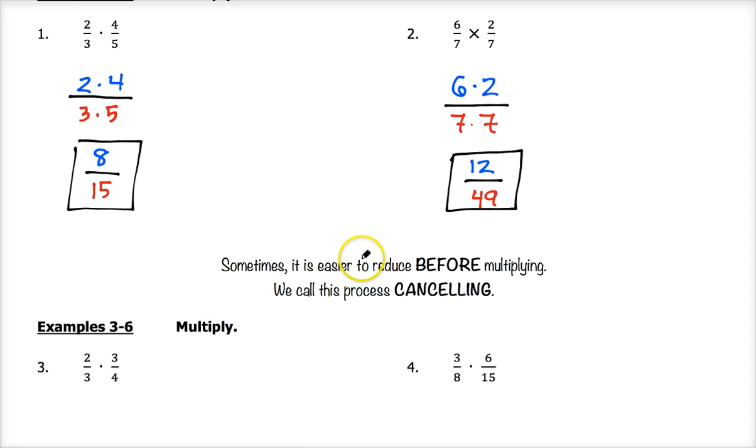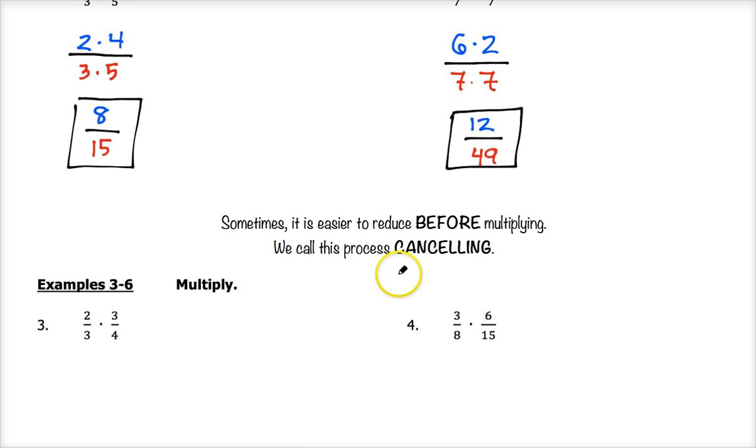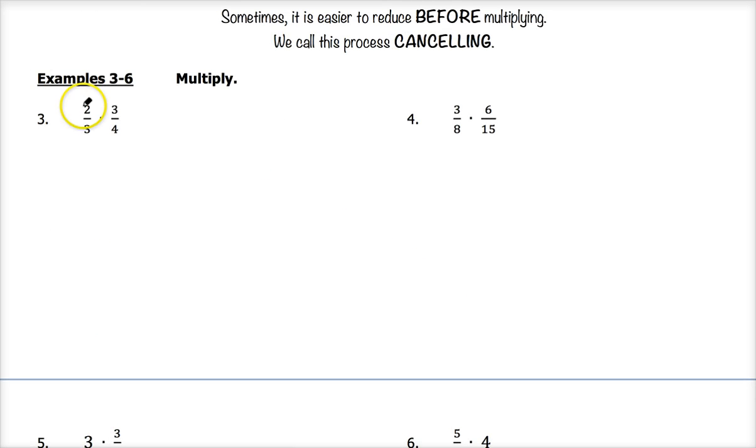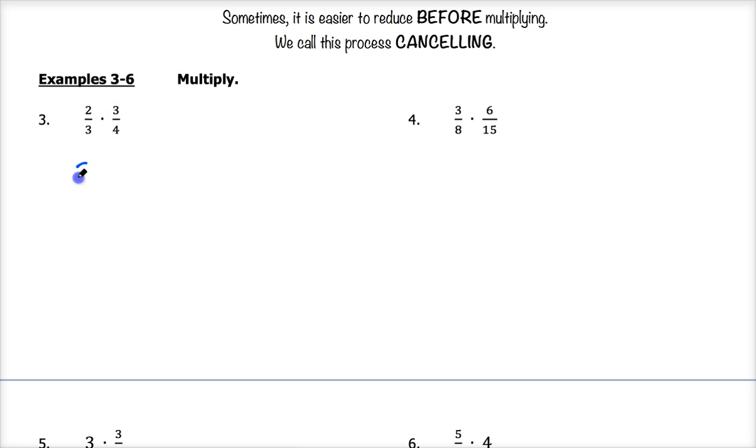Sometimes it's easier to reduce before we multiply, and when we do that, we call this process canceling. So we're going to look at a few problems that involve what's called canceling out fractions. So if we look at number 3, we have the fraction 2/3 times 3/4. So again, I'm going to multiply my numerators together, 2 times 3. And then I'm going to multiply my denominators together. My denominators are 3 times 4. But before I actually multiply these, I'm going to look top to bottom and see, is there any place that I can reduce these numbers and make them a little bit smaller.